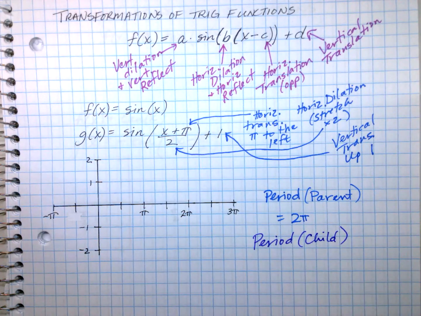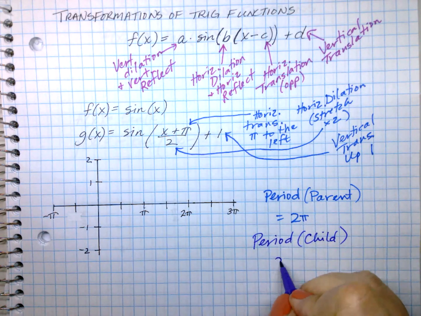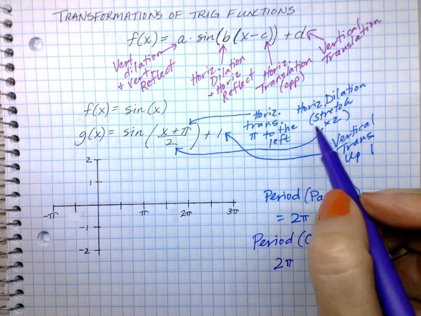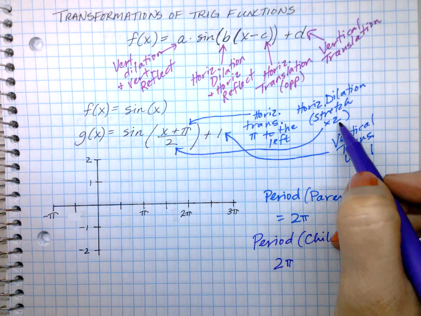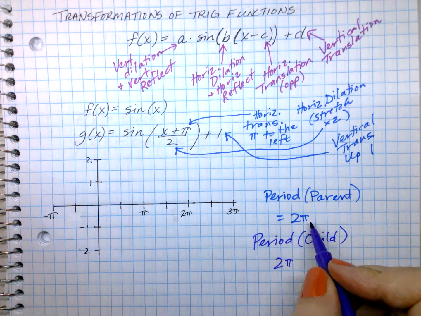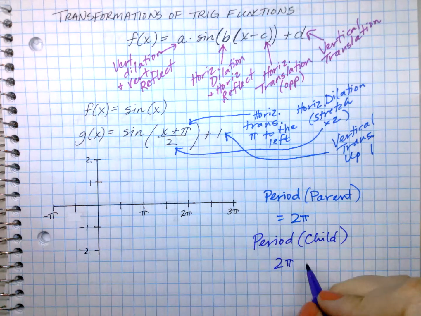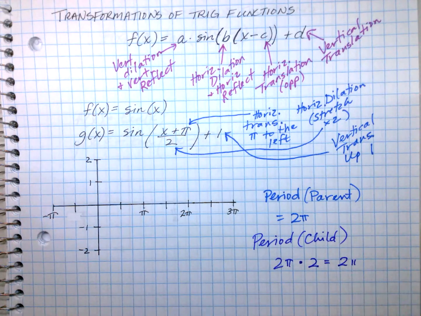Okay, and again, the child in this case is this g of x. And that would mean that we're going to take what the parent function was before, and we're going to multiply it by a value to change the period of the child function. And up here, we got done saying that the horizontal dilation is a stretch by a factor of 2, which means that it used to be 2 pi as our period. Well, now that 2 pi is going to get stretched out. It's going to increase the distance away from the y-axis by a factor of 2. So I'm going to multiply it by 2 and get a period of 4 pi.